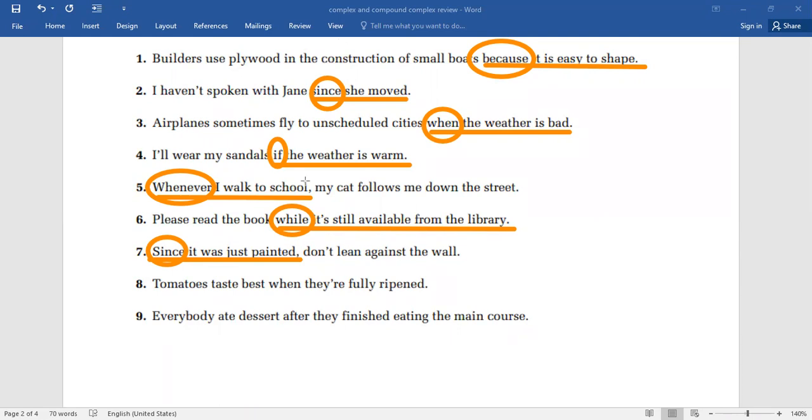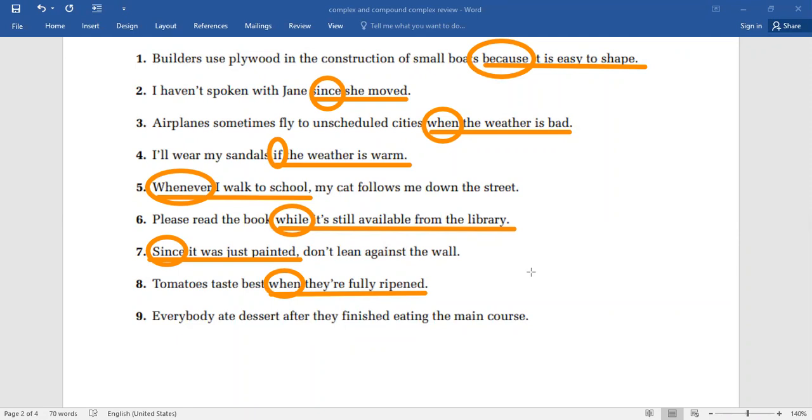Okay, and Noura, number eight. Tomatoes taste best when they are fully ripened. When they are fully ripened, this is when the fruit or the vegetables are ready to eat. Okay, and what are we going to circle? When. And what is when, Noura? Subordinate conjunction. Yes, the entire thing is a subordinate clause, and the word when is a subordinate conjunction. Great.